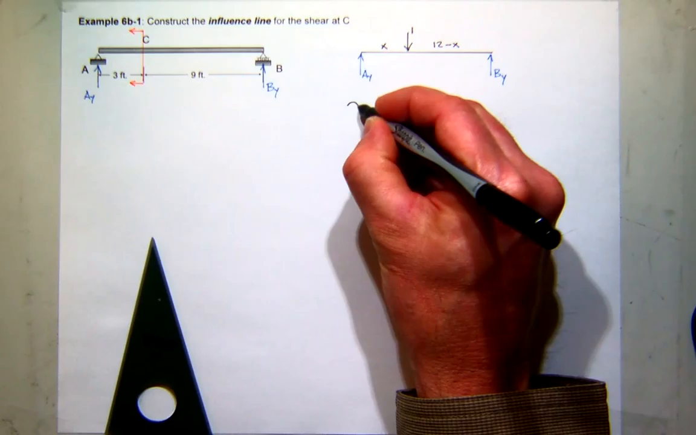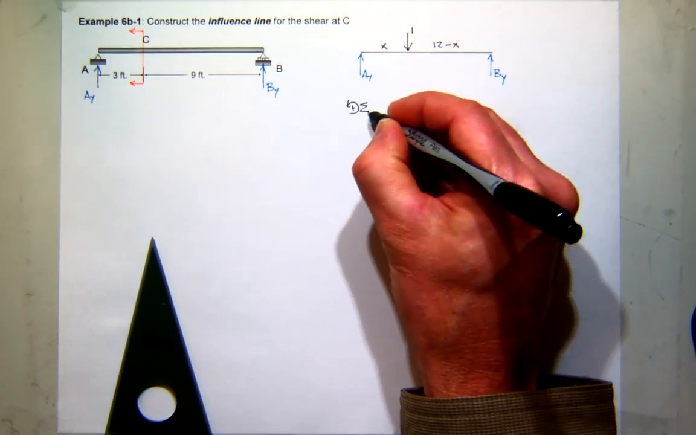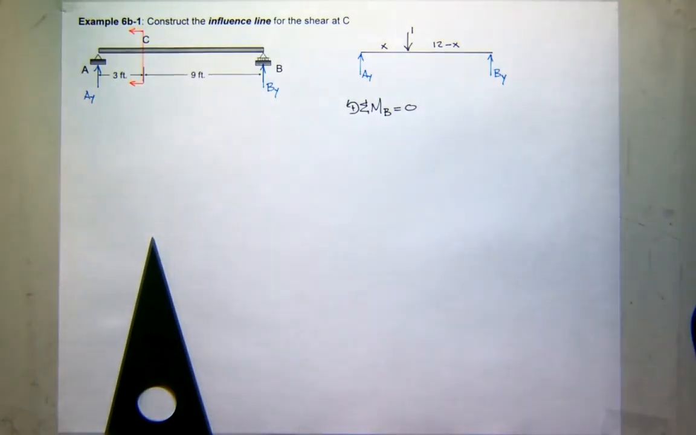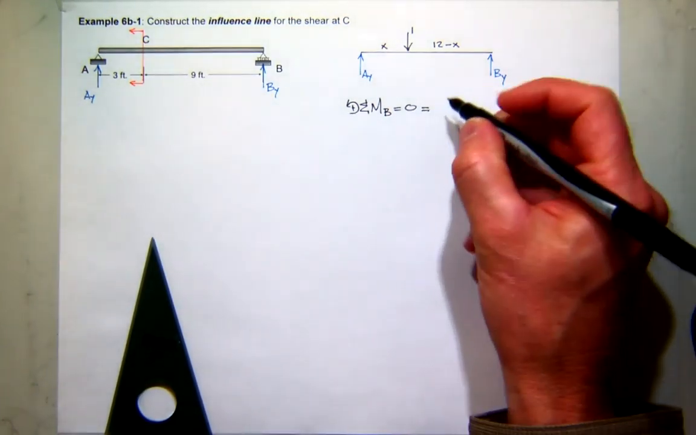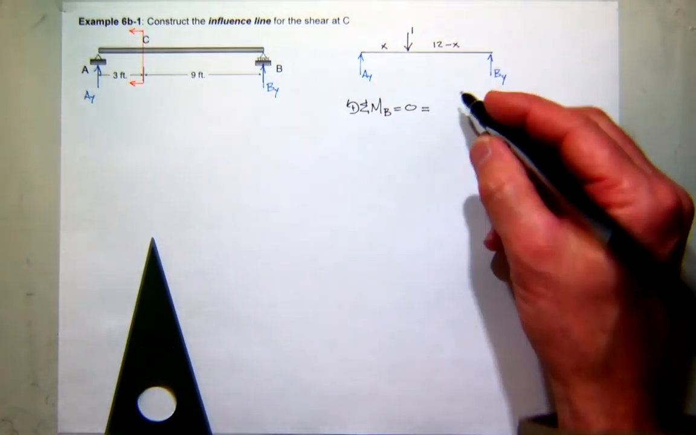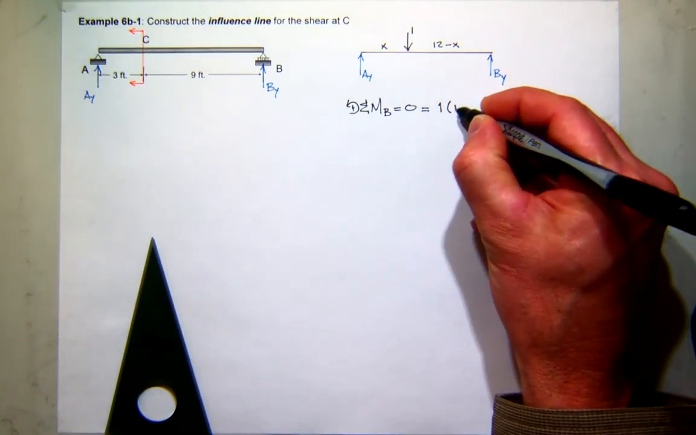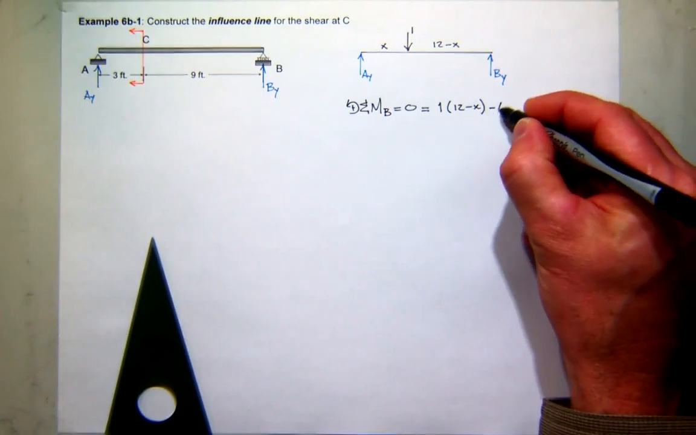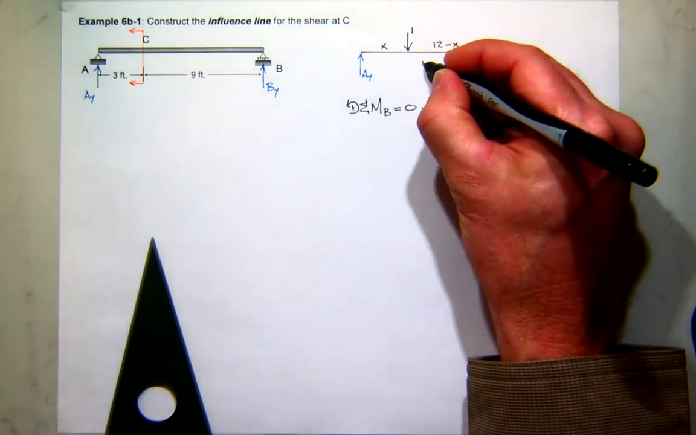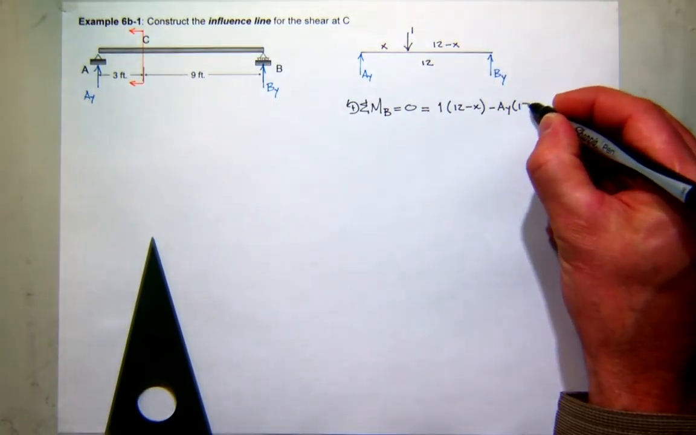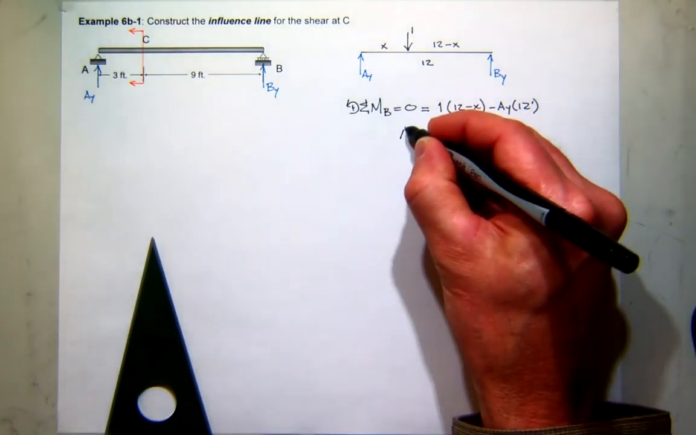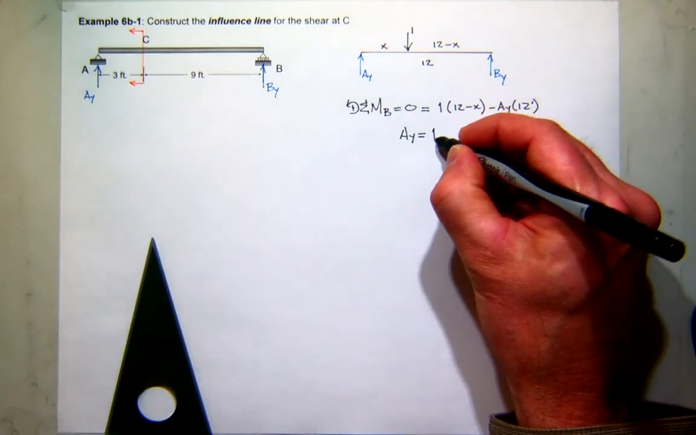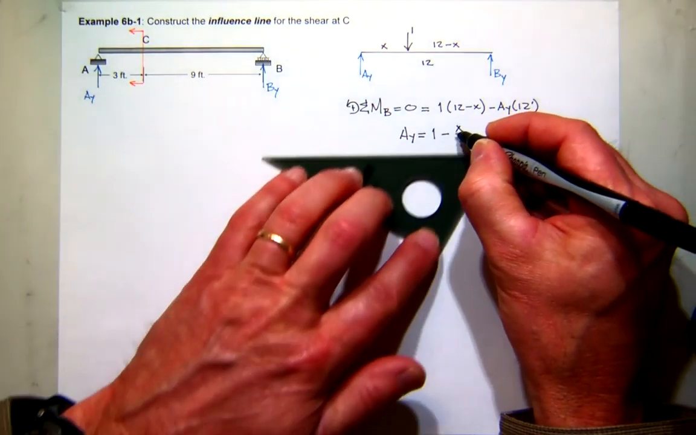So now if I sum moments about B and make sure I'm in equilibrium, what do we have? Well, the unit load creates positive moment, so that's 1 times a moment arm of 12 minus X. And then AY creates negative moment about B with the moment arm, the total distance is 12. So what's AY equal to? It looks like it's 1 minus X over 12.